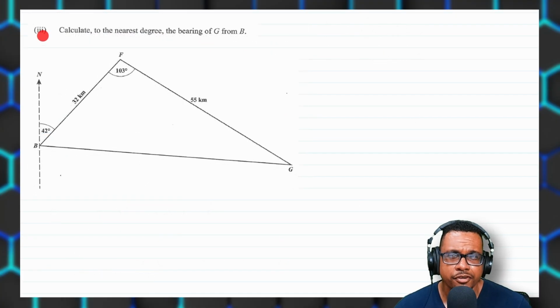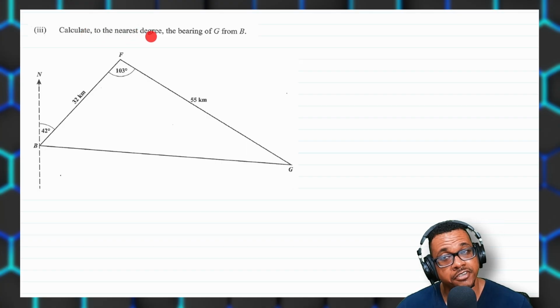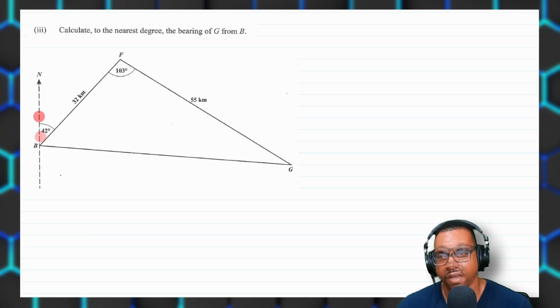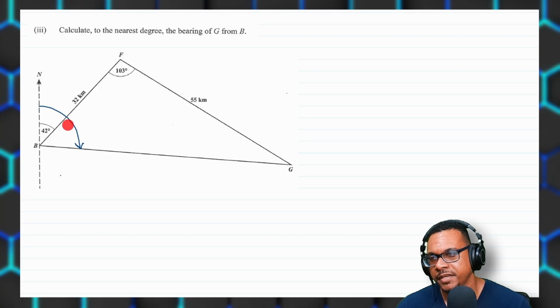So now for part 3, we have calculate to the nearest degree the bearing of G from B. So we know the from is where we put in the north line. So from B, north line is on B. Now we already have a north line on B here. And we want the bearing of G from B. So from a clockwise direction from this north line, we want to go until we meet the line connecting B and G. And that'll be this line here. So essentially, this is the angle that we want. This would be our bearing of G from B.